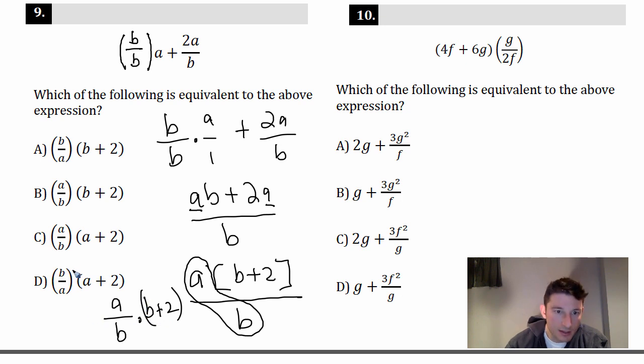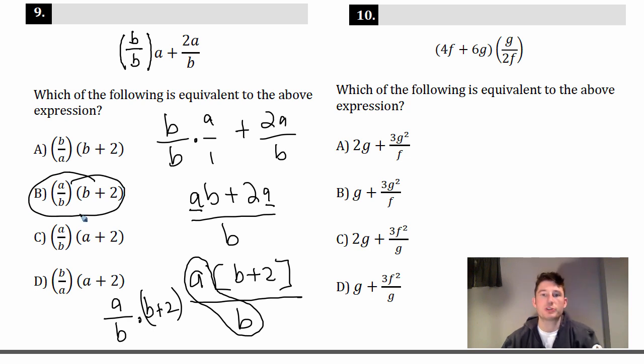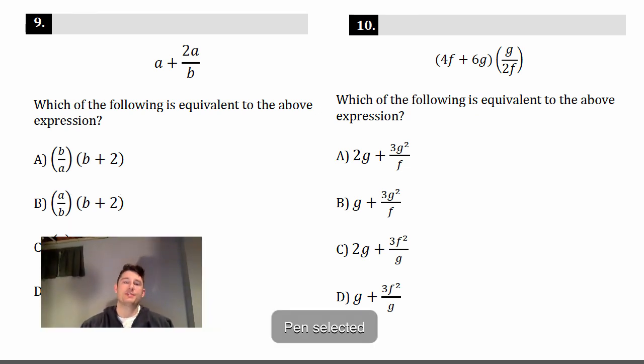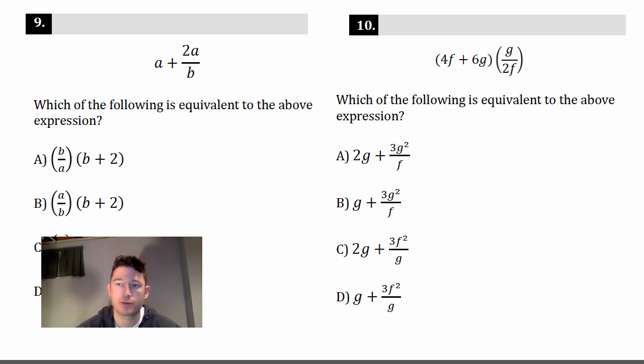That is a over b times b plus 2. Choice B. Okay? So not really a bad question. Let's look at this one. All right, so we got number 10 going here. It says 4f plus 6g times g over 2f.